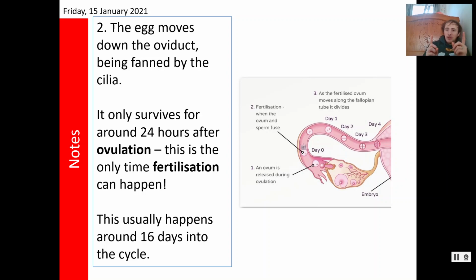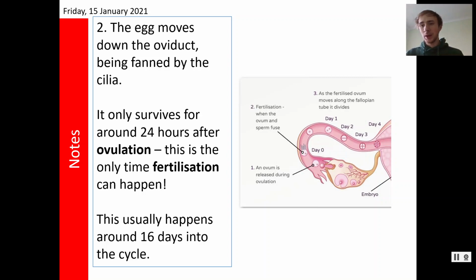So you've got that period between it being released and it being dead. And that's about 24 hours to 48 hours. And it usually happens that it dies around 16 days into an average cycle. Of course, I'm going to keep repeating that it is very changeable. Now, it takes sperm several days to move up far enough into the fallopian tube that it can actually fertilise the egg. So actually, a couple have to have had sex days before the egg is released during ovulation in order to get pregnant.